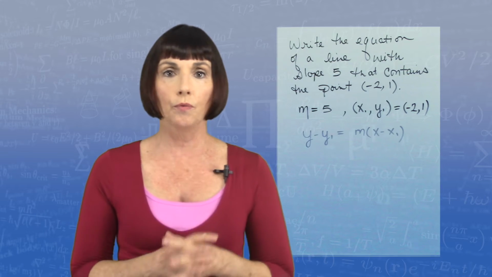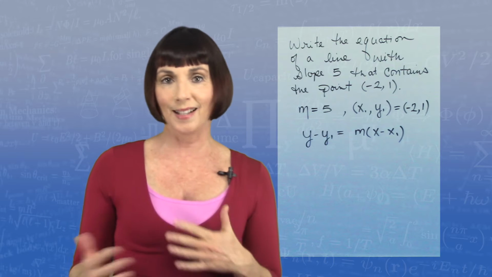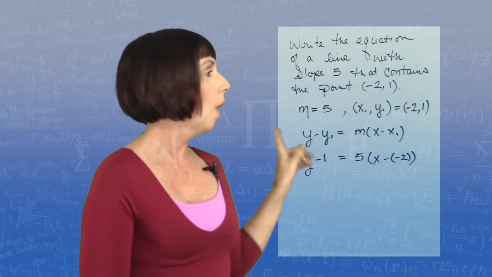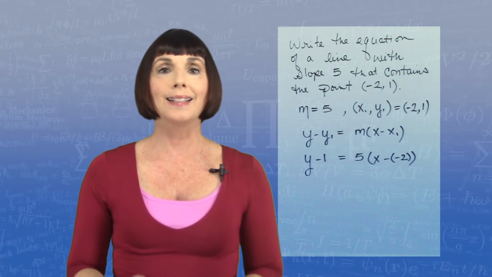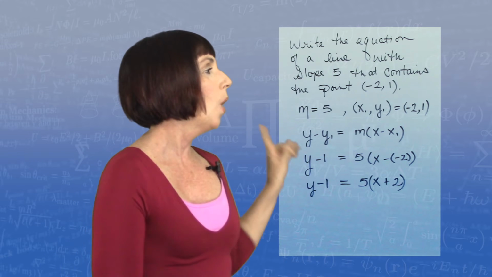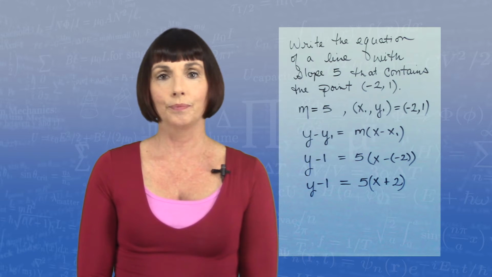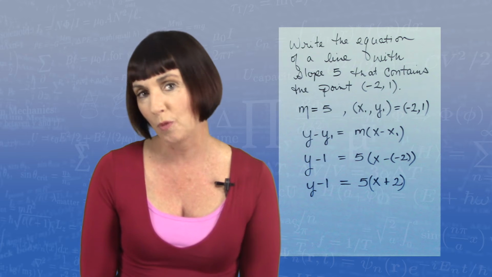So our point-slope form is y minus y1 equals m times the quantity x minus x1. Let's plug in our values, and we get y minus 1 equals 5 times x minus -2. And simplifying, that gives us y minus 1 equals 5 times the quantity x plus 2. And that's it. That's the equation of the line in point-slope form.